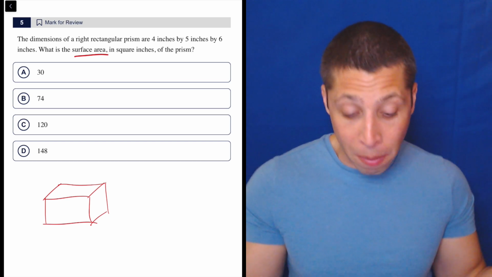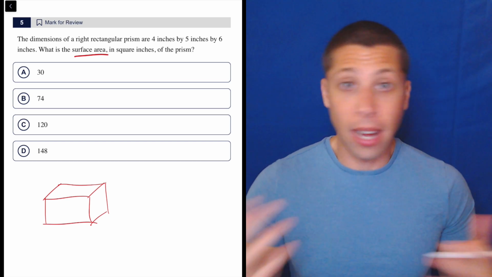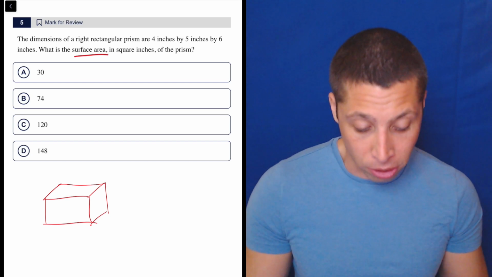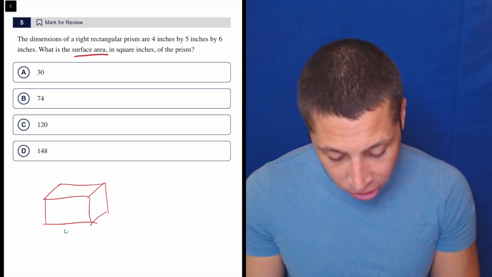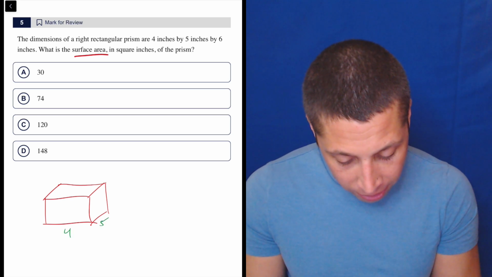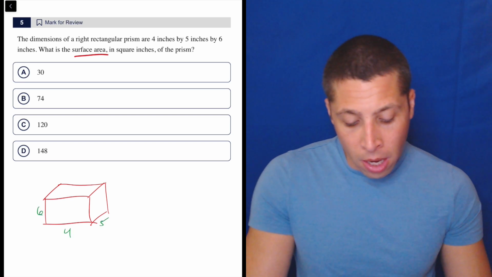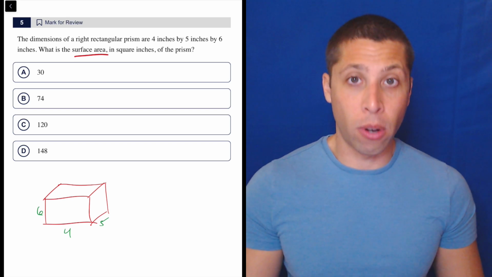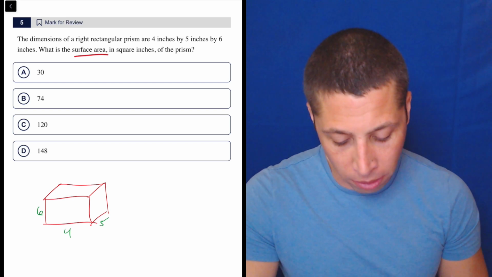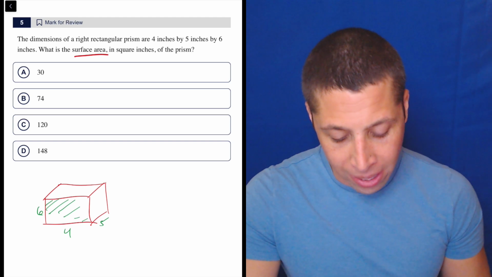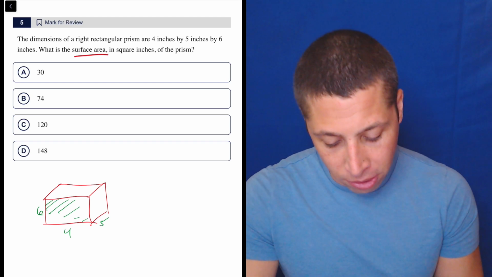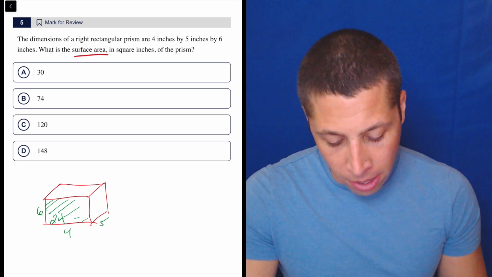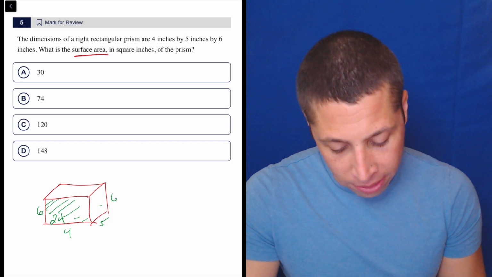The dimensions don't really matter. It doesn't matter which one is the height versus the length. So I'm not even going to draw this to scale. Let's just say this is 4, this is 5, this is 6 height. So now I'm basically thinking, how do I get the area of all these faces? So let's start with the front here. That's going to be 6 by 4. So that's 24.